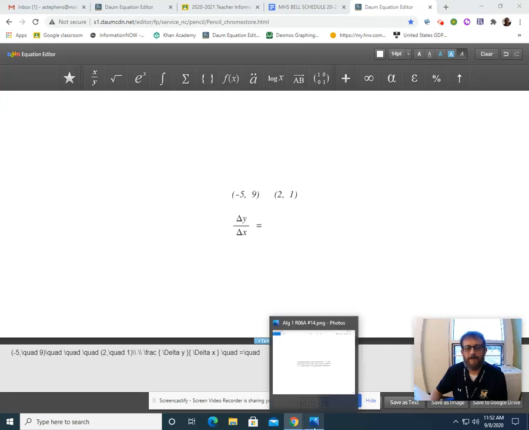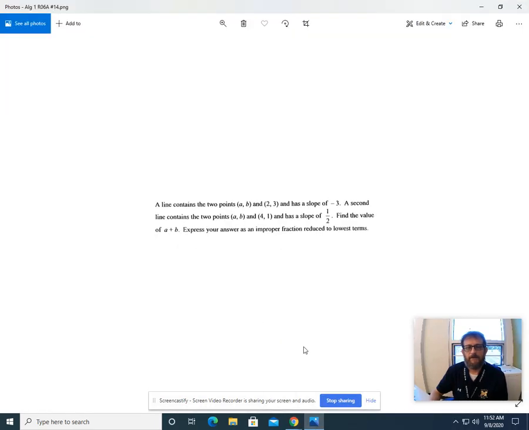Challenge problems time again. All right, so here's the one I presented to my classes today, at least the first one. It says a line contains 2 points, (a, b) and (2, 3), and has a slope of -3. A second line contains the 2 points (a, b) and (4, 1), and has a slope of 1/2. Find the value of a plus b. Express your answers in improper fraction reduced to lowest terms.